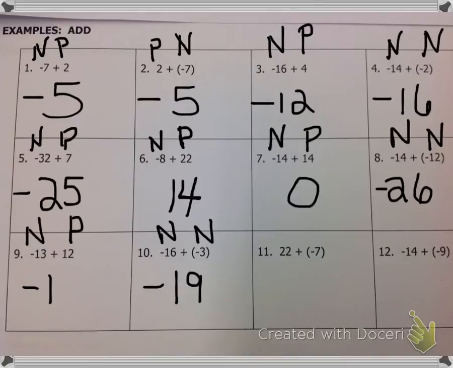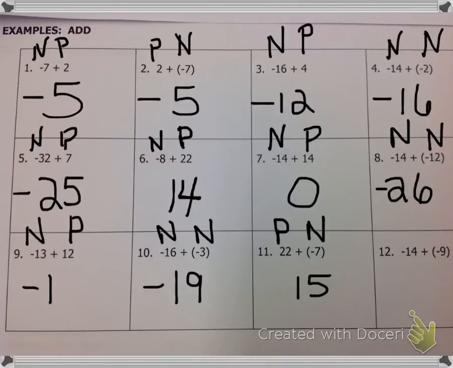Number 11, 22 plus negative 7. 22 is a positive. Negative 7 is negative. Same signs or different? Well, I have a positive and negative, so I have different signs. Different signs, subtract. 22 minus 7 is 15. Take the sign of the larger number. What's larger, 22 or 7? 22 is larger, 22 is positive, so my answer is a positive 15.